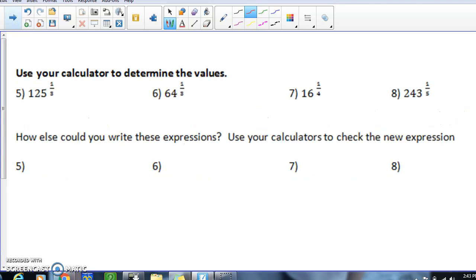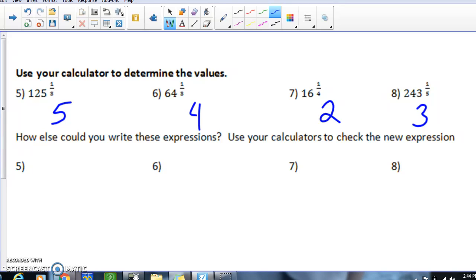Okay, the next one, again, go ahead and pause the video, type those four into the calculator, and see what you get numerically. Again, I hope we agree. I hope you got 125 to the 1/3 was 5, 64 to the 1/3 was 4, 16 to the 1/4 was 2, and 243 to the 1/5 is 3.